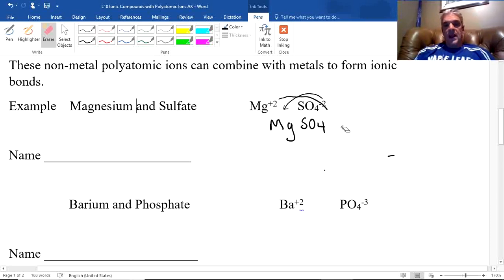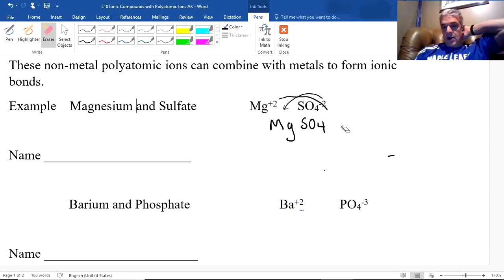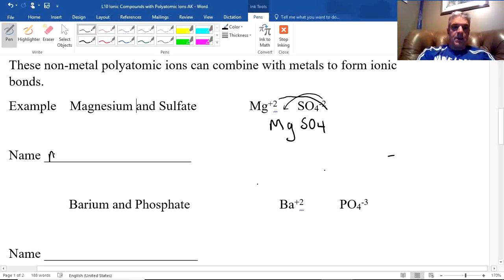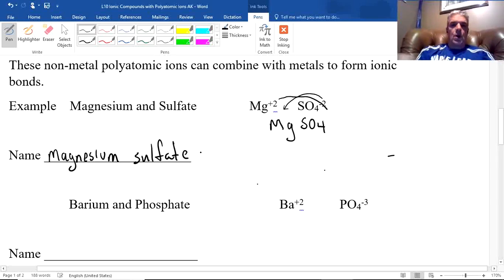Before, we had to change the ending to "ide" and stuff. These are ionic compounds, so we don't need prefixes like di, bi, tri and tetra. They're not needed here, okay? Because these are ionic compounds, we don't use those prefixes. So this would simply be written as magnesium sulfate. No requirement to write any "ide" at the end or anything.